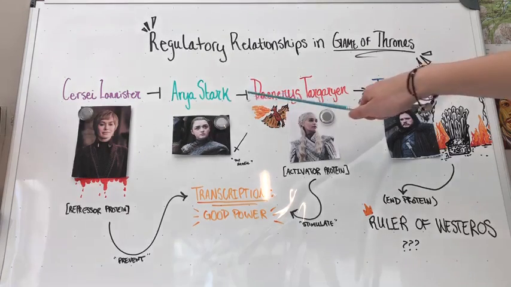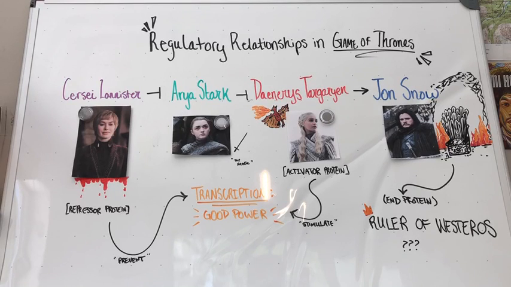The T-bars are used to indicate that if that gene or character is ultimately turned on, it will repress the following gene, or in this case, character. The arrows show the potential for that gene to reach a protein status, or in this case, be the ruler of Westeros at some point.